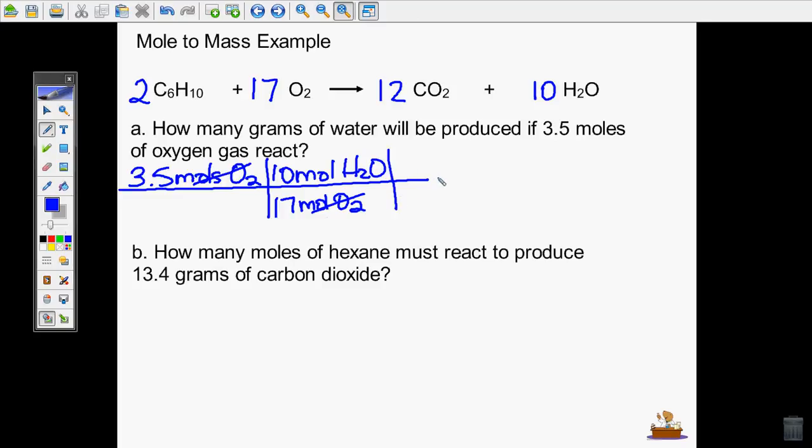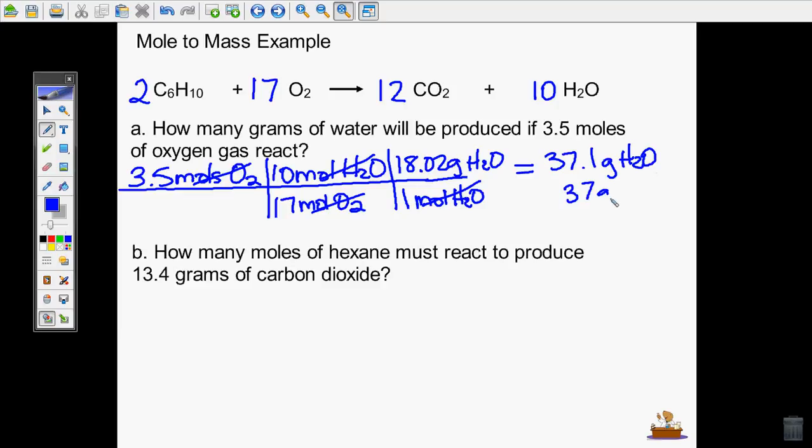Well, I need to go from moles to grams, so I need the molar mass of water. So 1 mole of water, there's 18.02 grams of water. My moles of water cancel. And multiply across the top, divide by what's on the bottom. I get 37.1 grams of water. With sig figs, I would round that to 37 grams.